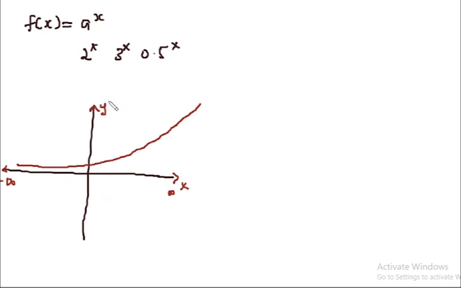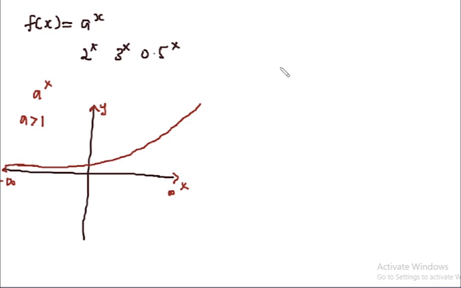So this graph is true when you are plotting a to the power of x, where a is greater than 1. When a is greater than 1 and you plot a graph of a to the power of x, this is the graph you get. This graph simply tells us that as x approaches positive infinity, the value of the function is approaching infinity too. As x approaches negative infinity, the value of the function gets closer and closer to 0. So these two points are very, very important.